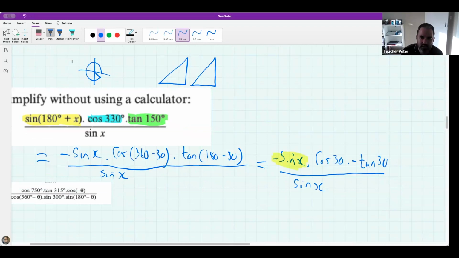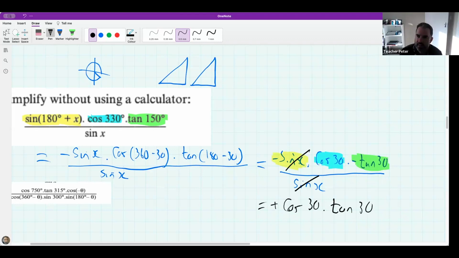What do you think I need to do next to take this question forward? Who feels like they know? I think you can. Oh, the lady got there first, and so did Callum. You cancel that out, and the negative times a negative is a positive. So you've got positive cos 30 times tan 30.